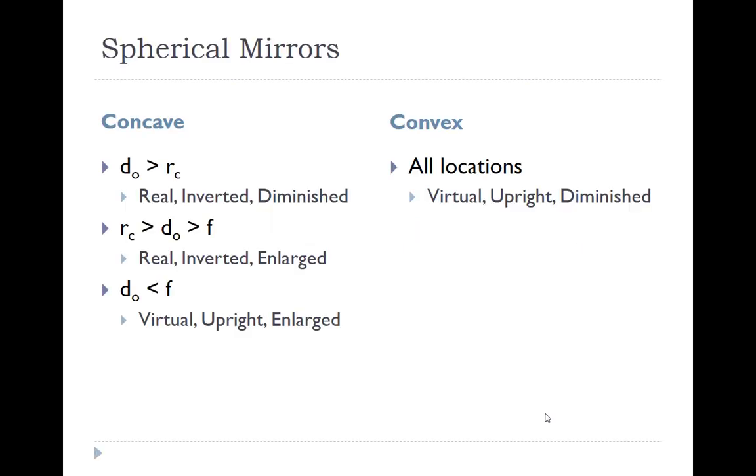We're going to begin by reviewing what we saw in the last unit, that concave mirrors can produce three different types of images. They can create real, inverted, and diminished ones when the object is out past the center of curvature. They will produce real, inverted, and enlarged ones when the object is between the center and the focal point. And they can produce virtual, upright, and enlarged images when the object is between the center of the mirror and the focal point. And convex mirrors can only produce one type of image. It is always going to be virtual, upright, and diminished.